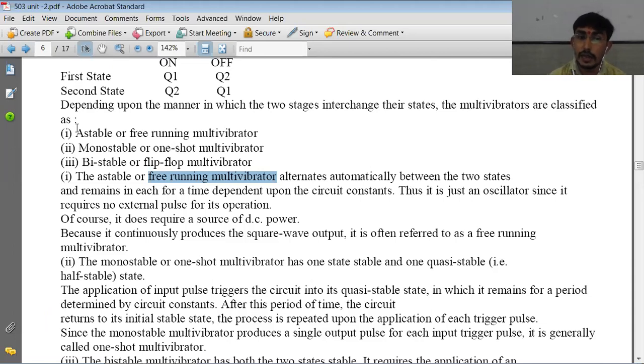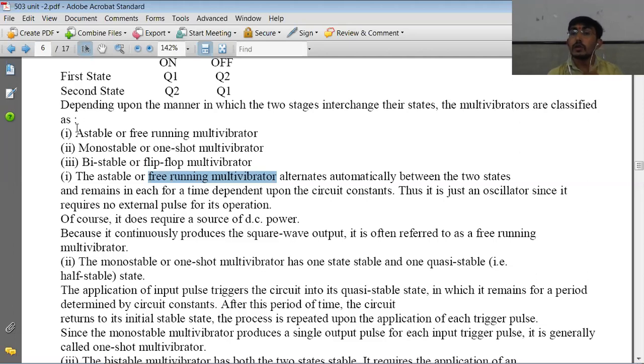The first one is the astable or free running multivibrator. The second is the monostable or one-shot multivibrator. And the third one is the bistable or flip-flop multivibrator. In an astable multivibrator, there is no stable state. It continuously generates a square wave. That's why it is called a free running multivibrator.